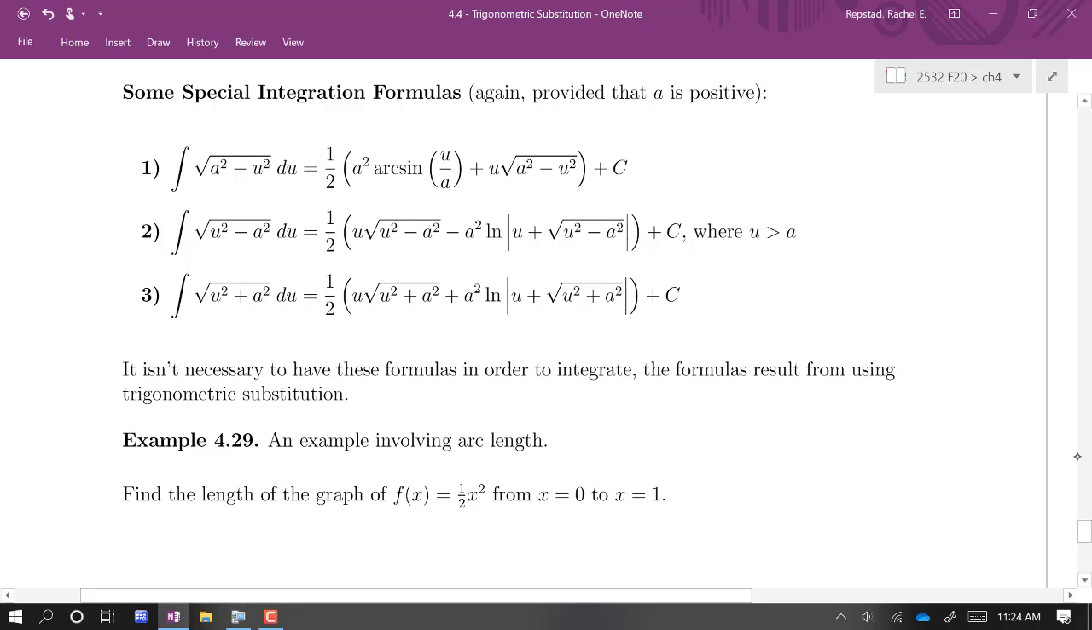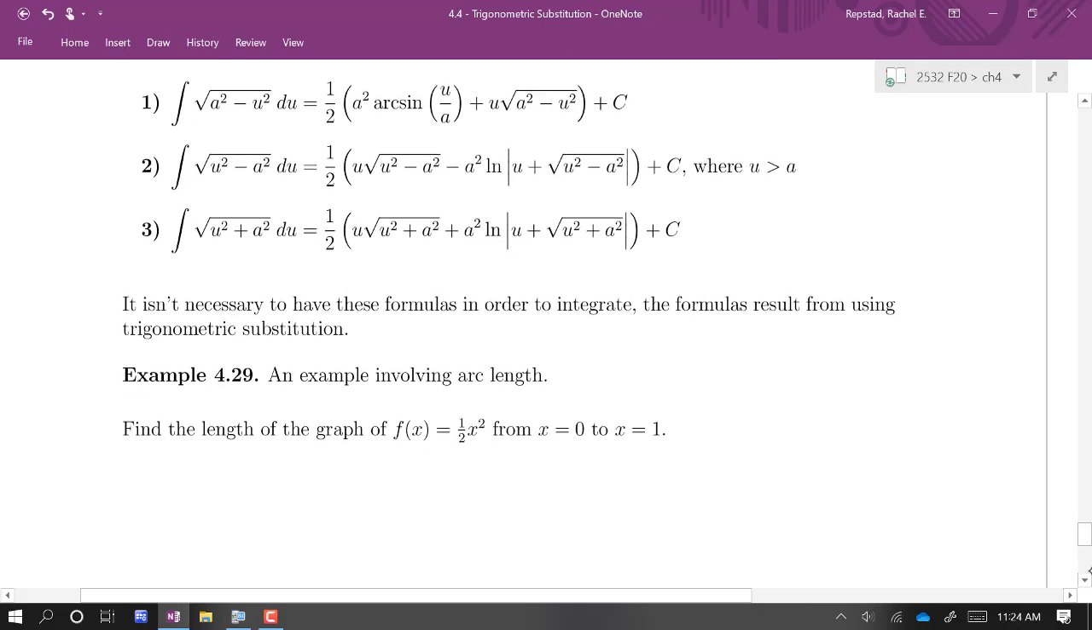We're going to do an example here, and it'll be one involving arc length. So we want to find the length of the graph of f of x equals 1/2 x squared from 0 to 1. So if we think back to the last chapter, we know arc length is given by this integral formula.